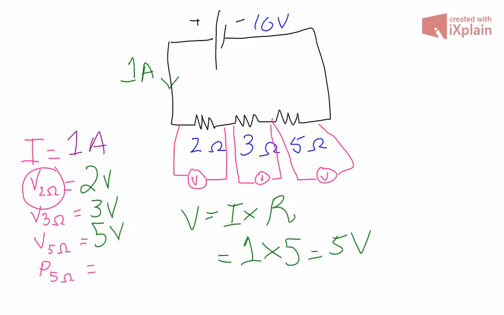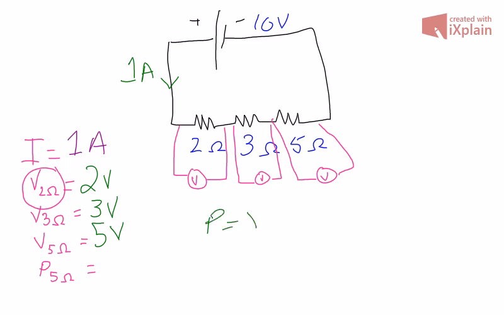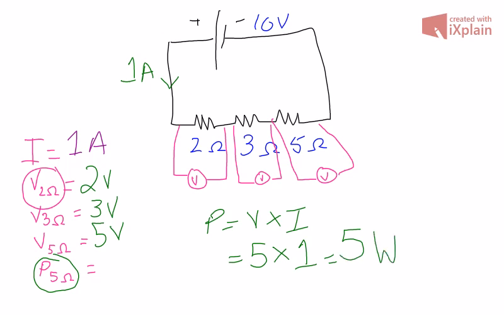Now the next question is how do we compute the power for the 5 ohm resistor? If you remember from earlier, what is the formula for power? Power is equal to voltage times the current. The 5 ohm resistor has a voltage drop of 5 volts, and the current flowing through it is 1 ampere. So the power being dissipated by the 5 ohm resistor is simply 5 watts.